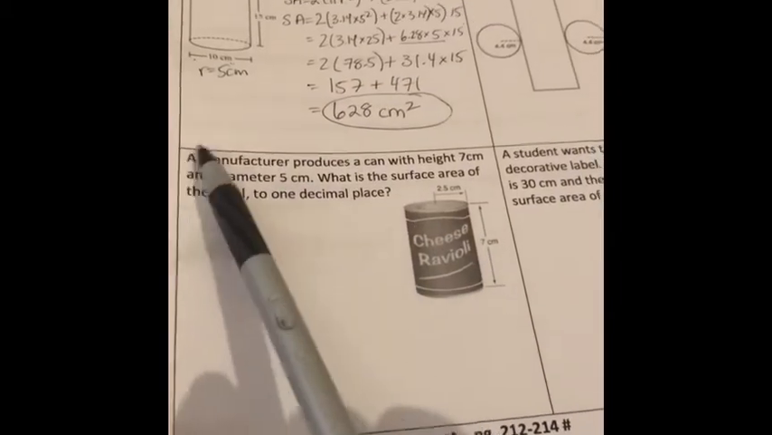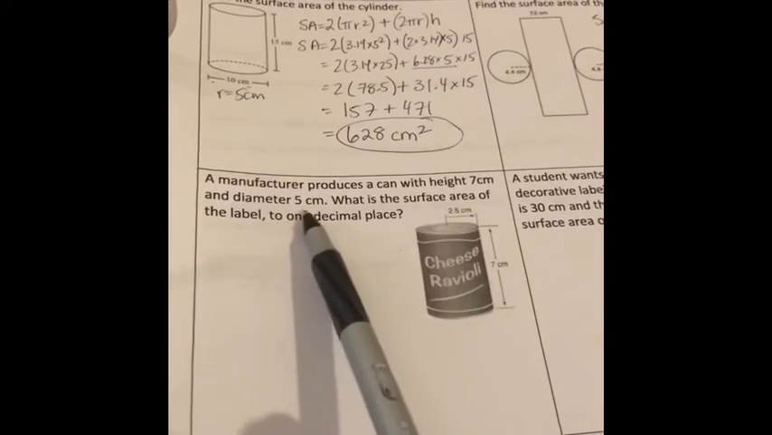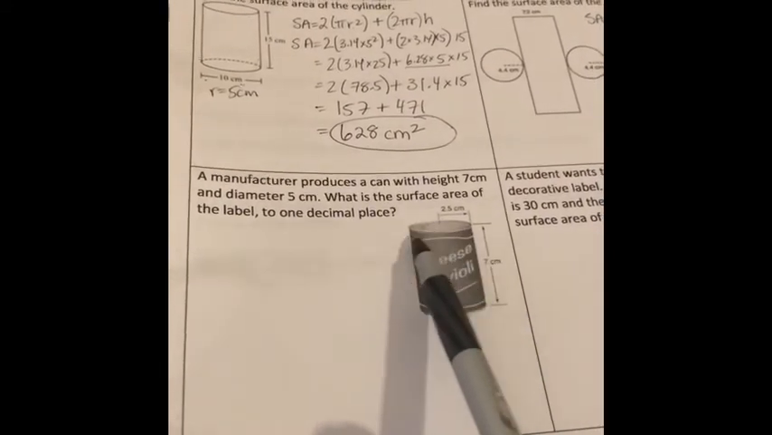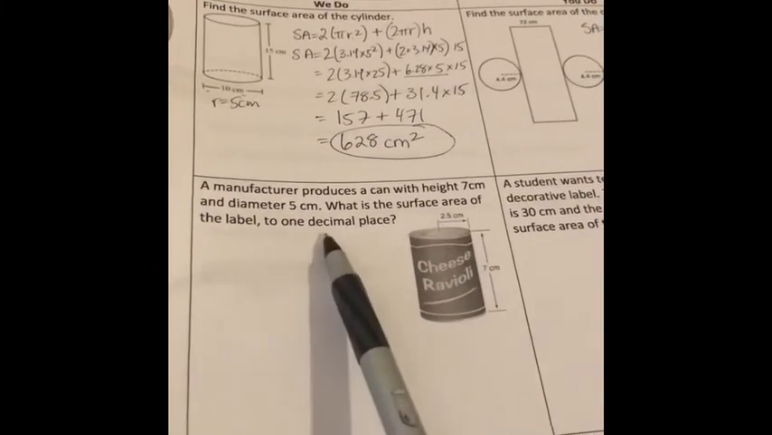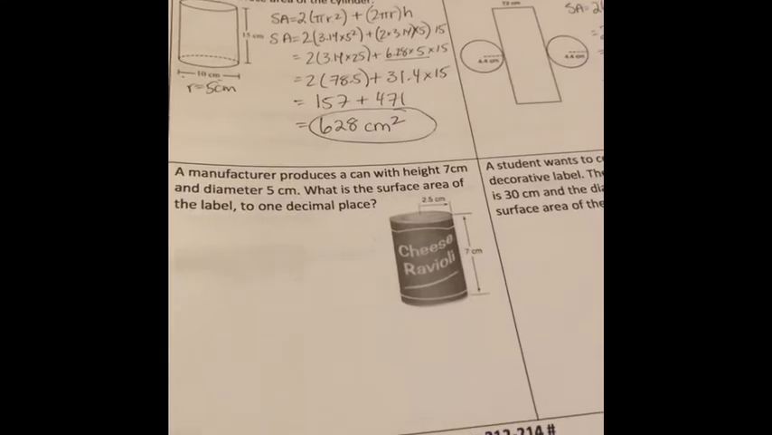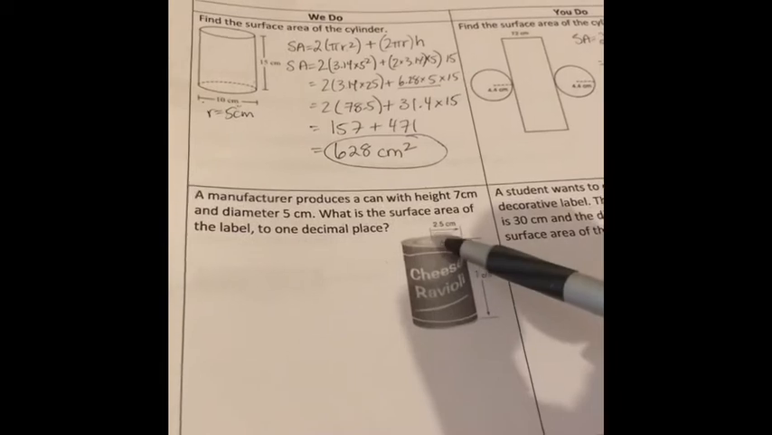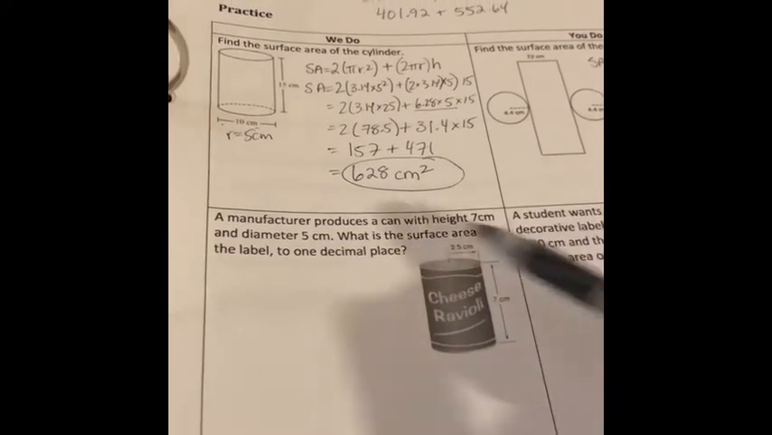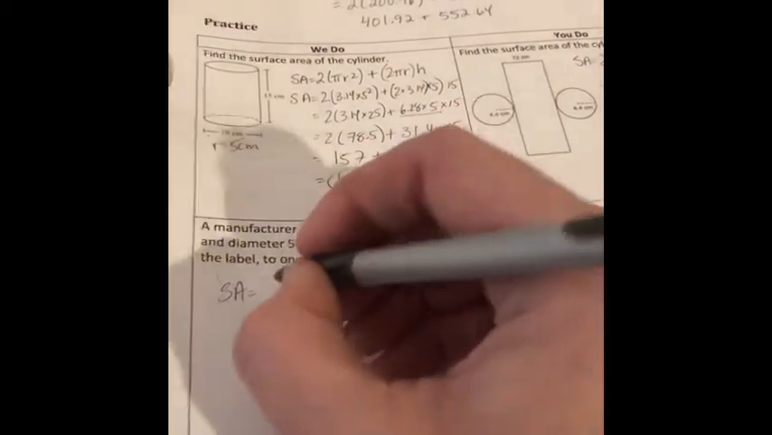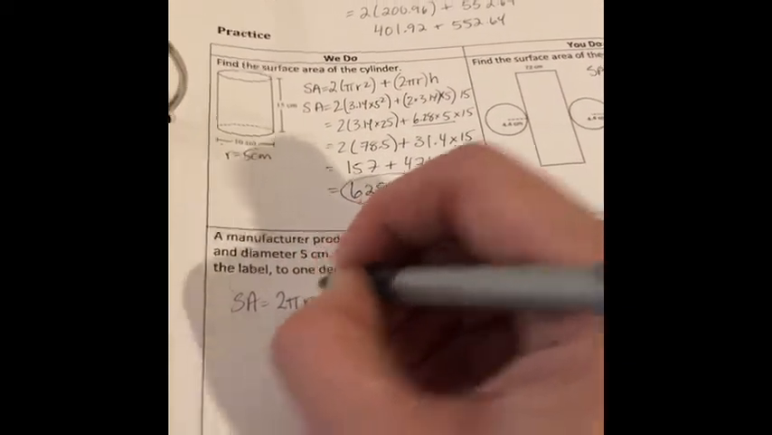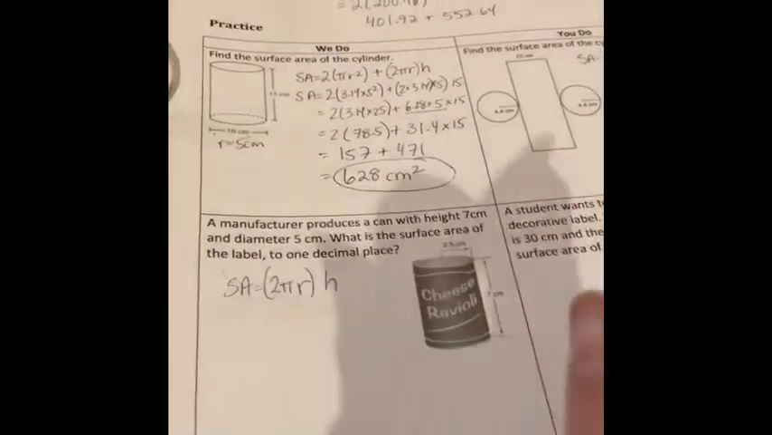For this word problem, a manufacturer produces a can with a height of 7 centimeters and a diameter of 5 centimeters. So the radius would be 2.5. What is the surface area of the label to 1 decimal place? So we just want the surface area of the label. We don't want both circles. So to find the surface area of that, we just want the rectangle. So the rectangle, again, is the circumference, so 2 pi r multiplied by the height. That's all we need to do for this equation.